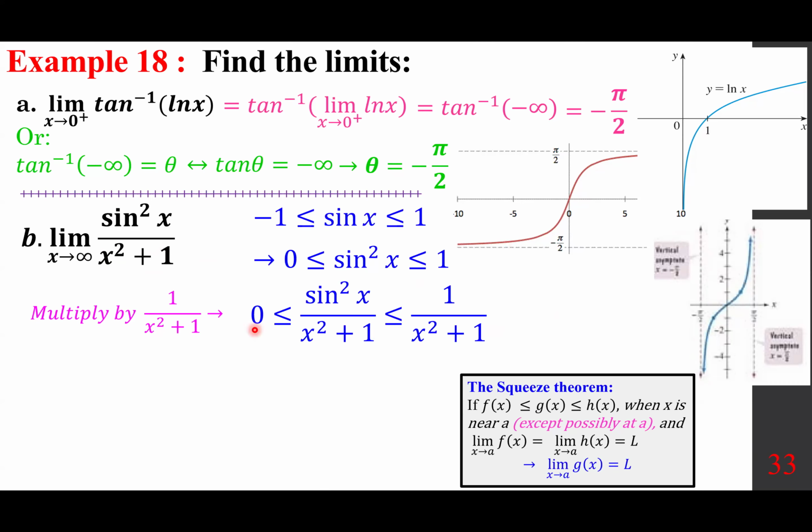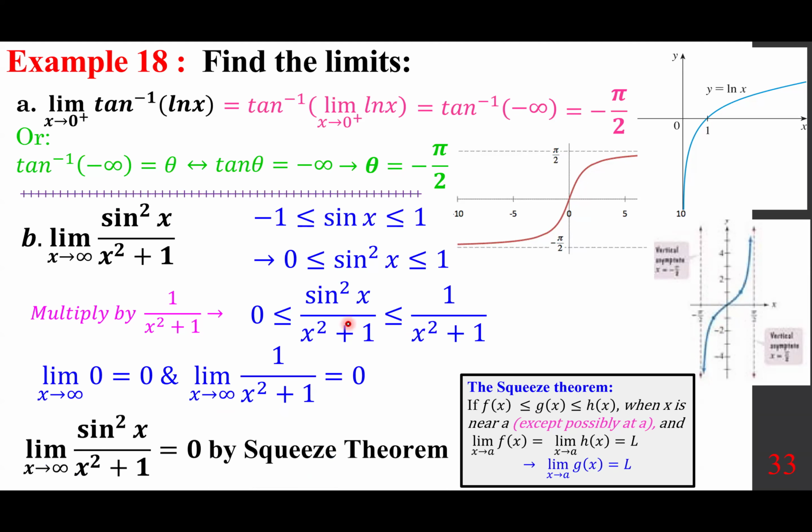Now, the left side, you take the limit as x approaches infinity, is 0. So is the right side. The limit of 1 over x squared plus 1 as x approaches infinity is 0. So the middle one, the limit of sine squared over x squared plus 1 as x approaches infinity, must be 0 by the squeeze theorem. It's very straightforward, everybody.